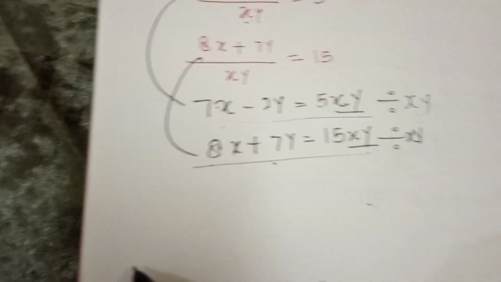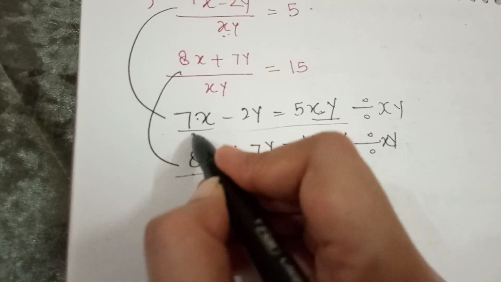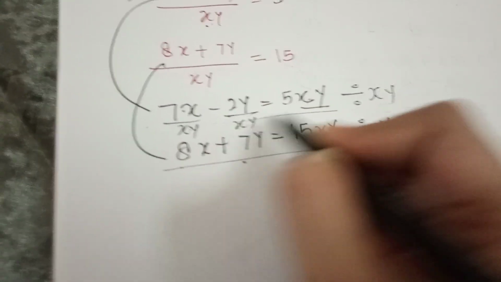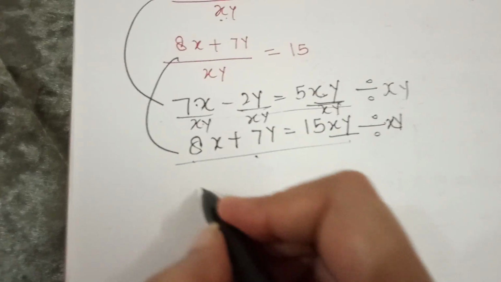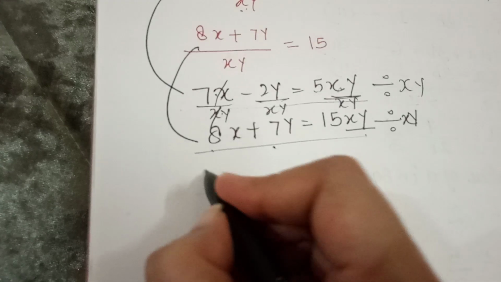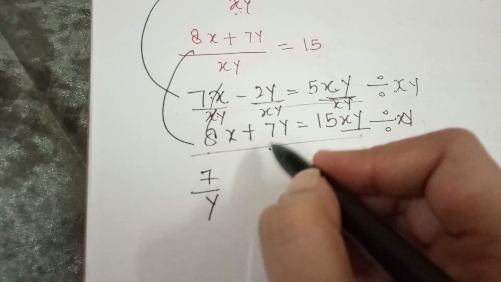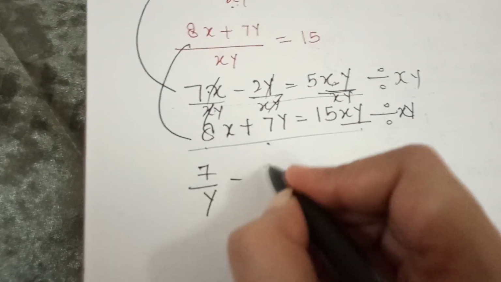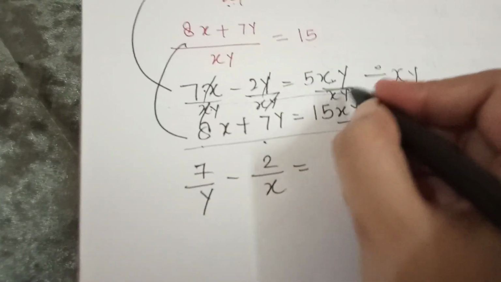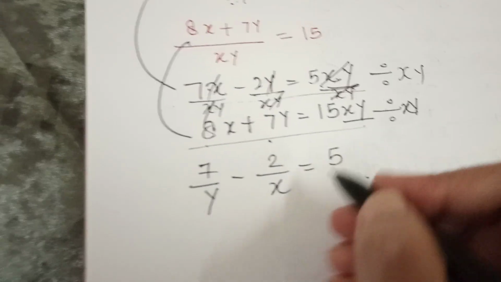So when we will divide this first equation by xy, xy से divide कर रहे हैं तो ये क्या हो जाएगा, x से x कट होगा. So it will be 7 upon y. यहाँ y से y कट होगा, it will be 2 upon x. और यहाँ एक्स वाई से एक्स वाई कट हो जाएगा तो यहाँ आ जाएगा 5.